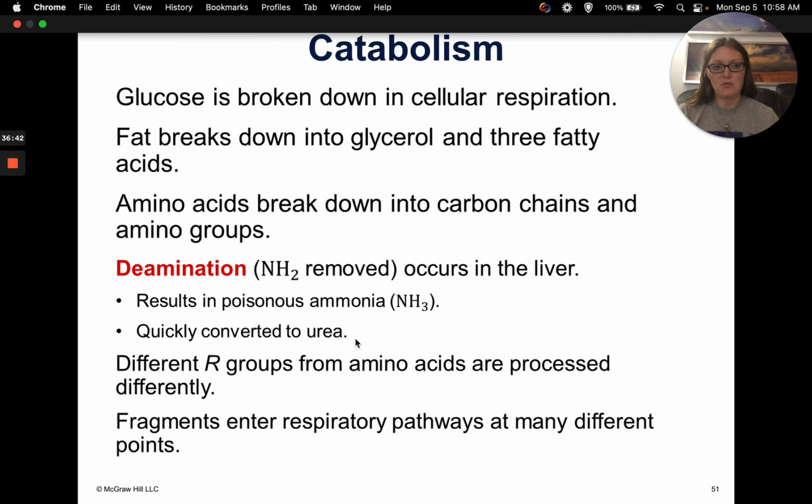A lot of animals will have urea or uric acid as their waste product. Birds are a great example. It's that white part you see in bird droppings. Reptiles are another good example. They also have a white part in their droppings, and that is urea. Different R groups from the amino acids are processed differently, and fragments enter the respiratory pathway at many different points. Again, some go into glycolysis, some into acetyl-CoA, and some directly into the citric acid cycle.